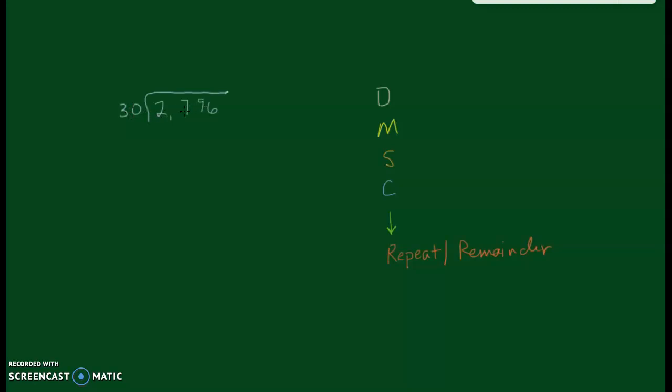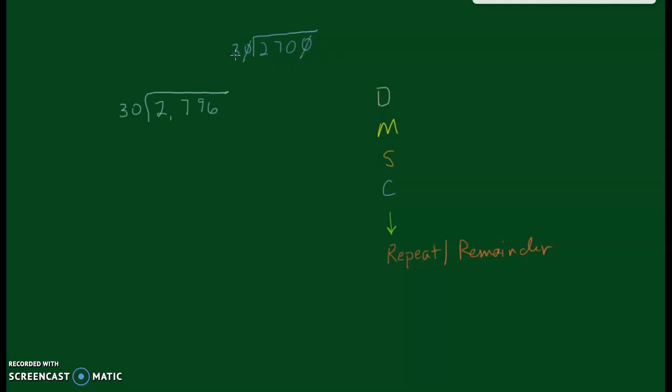want to make a compatible number with 30 that's close to this. Well, to do that, I'm going to look at the 3 and the 27. So I know that 9 times 3 is 27. So I'm going to make my compatible number 2,700 divided by 30. And for each of those, I can cancel out the 0, which is the same as dividing both numbers by 10.